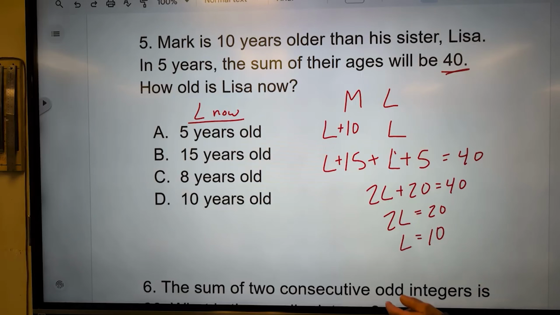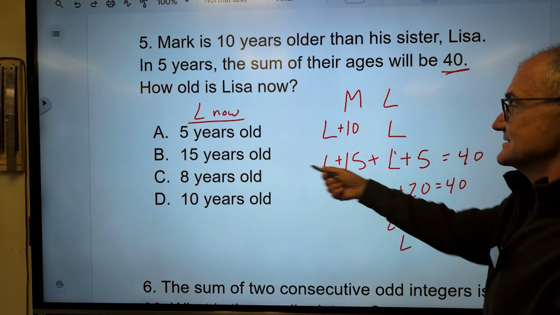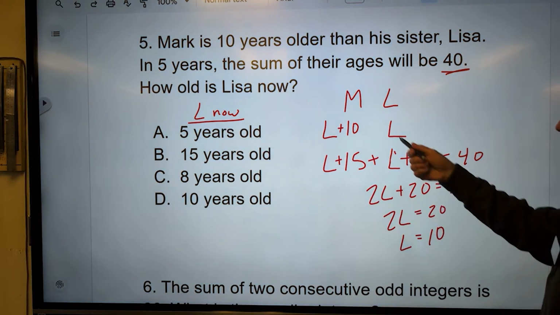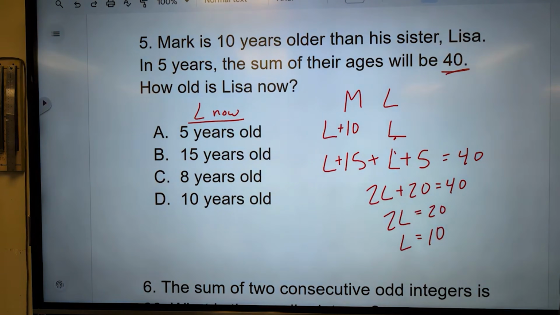Got to be careful here. How old is Lisa now? Well, this was now, and this is in 5 years. So L is 10. Lisa is 10 years old. So the answer is D. Is there a trick on this one?